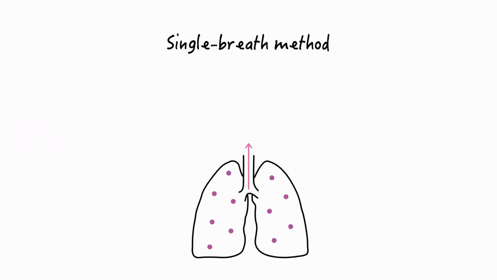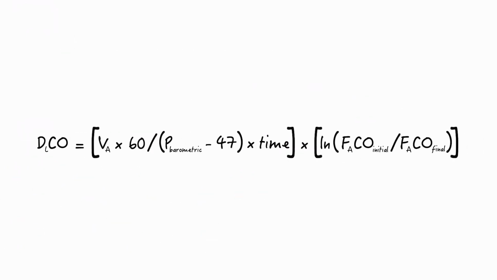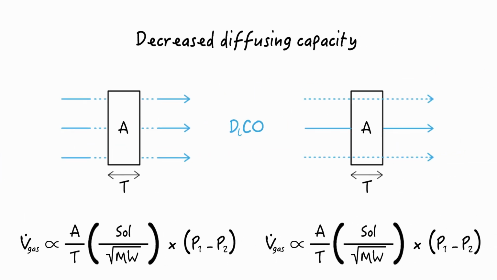The concentration of carbon monoxide is measured using a carbon monoxide meter. Then, a rather complicated equation is used to calculate the diffusing capacity. It includes measurement of lung or alveolar volume based on plethysmography or helium dilution techniques, and measurements of alveolar carbon monoxide concentration at the beginning of the breath hold and the final concentration of carbon monoxide at the end of the breath hold.